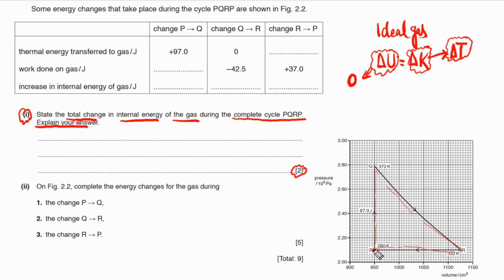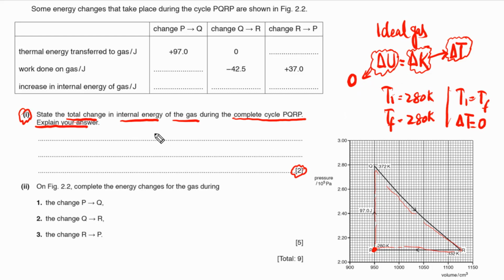So if you look at this complete cycle, you can see at point P, initial temperature Ti is equal to 280 Kelvin, and T final is also equal to 280 Kelvin, because this is one complete cycle. At the same point, there is only one temperature. So in this case, we can simply say Ti is equal to Tf, or delta T is equal to 0. So it simply means that there is no change in temperature, so there is no change in internal energy. So this is what we need to write down.